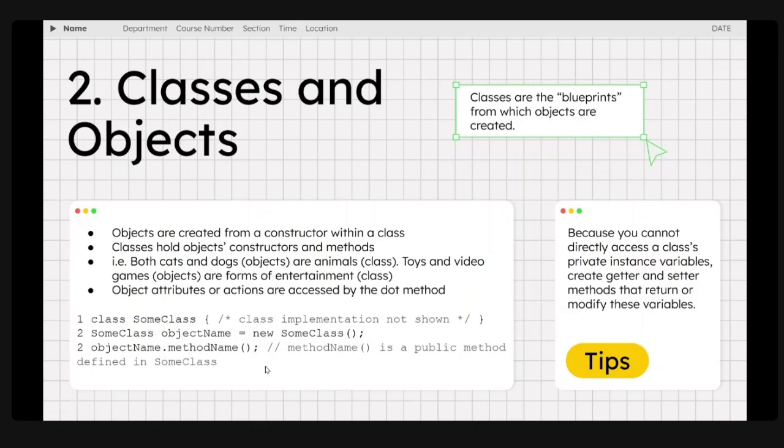Now, when you want to call a method on that object, you're just going to use the dot method, which is where you put your object name, you put a dot, and then you call the method with parentheses. Some methods do have arguments or parameters. Those will be the values that you put in between the parentheses here.